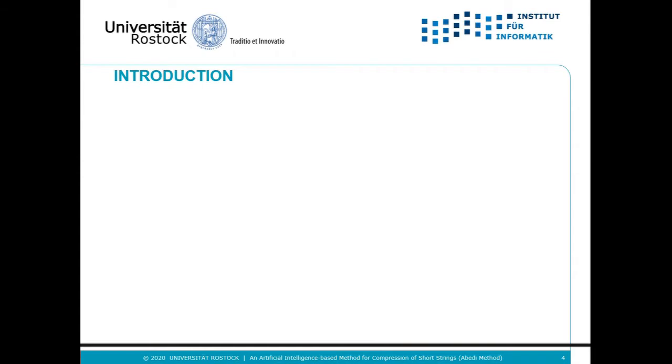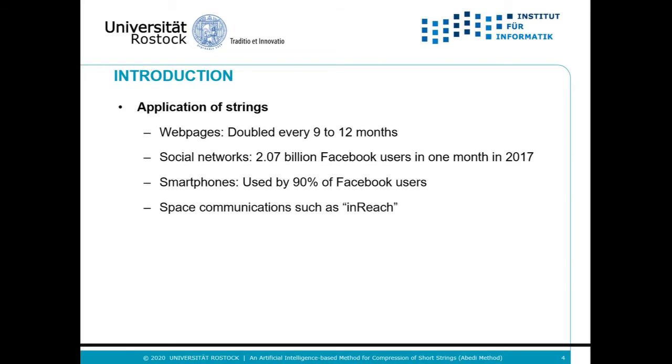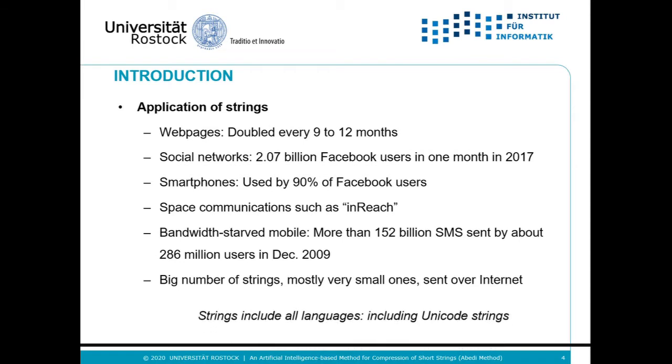But why is the comparison of short strings important? Well, the answer is that they are widely being used. For example, they are used in web pages, in social networks that have huge number of users, in smartphones, and also in expensive space communications, as these strings can support text in any language, and as they are widely being sent over the internet and occupy the bandwidth significantly. The comparison of these types of data is of great importance as it leads to reduction in cost, bandwidth utilization, and transmission time.